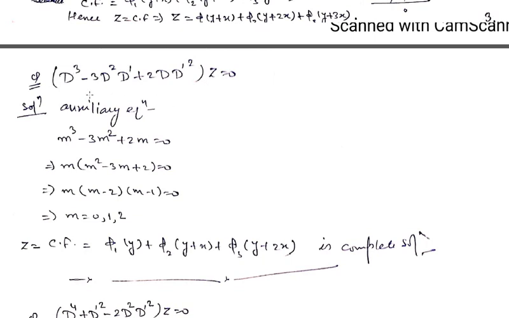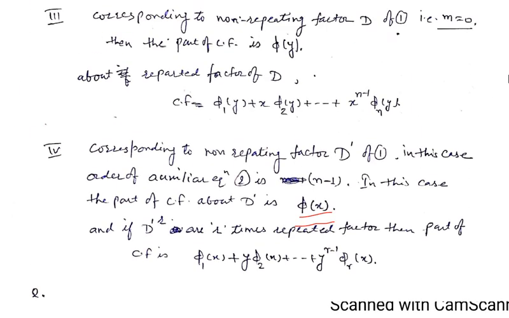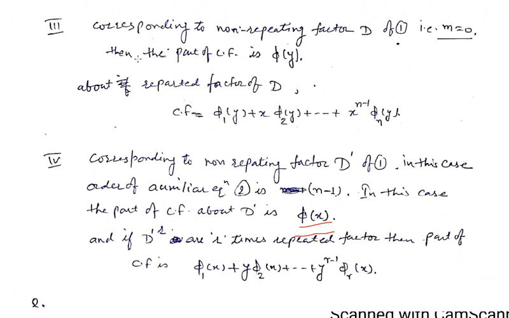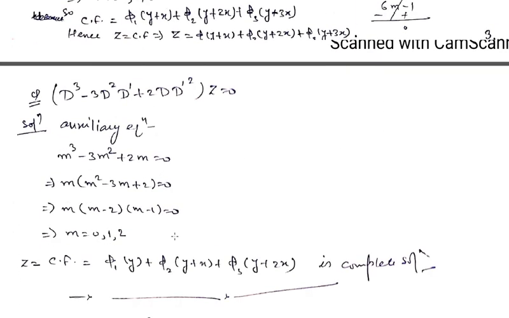Taking D outside, it becomes the third case we discussed earlier, corresponding to a non-repeating factor D. In that case, m = 0 is a root of the auxiliary equation. So this is the same as here.